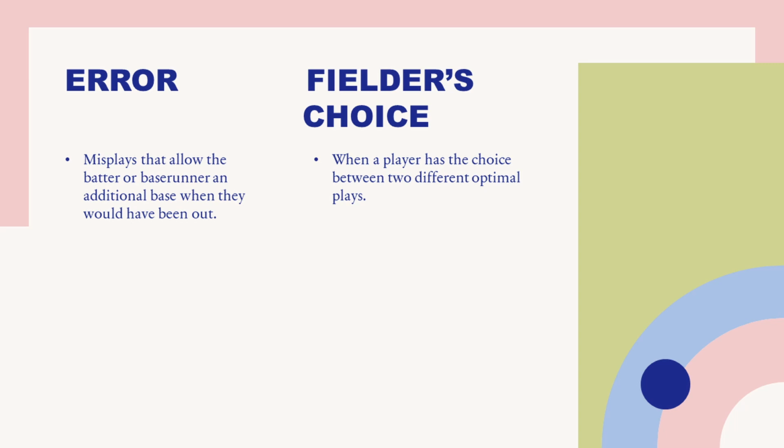Errors are misplays that allow the batter or base runner an additional base that they were not allowed. For example, the shortstop throwing the ball over the first baseman's head when trying to get a runner out on first. Then, the runner advancing to second as a result of this misplay.